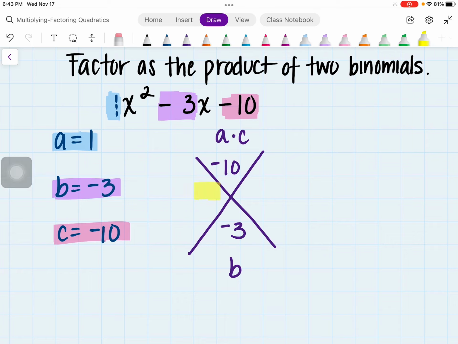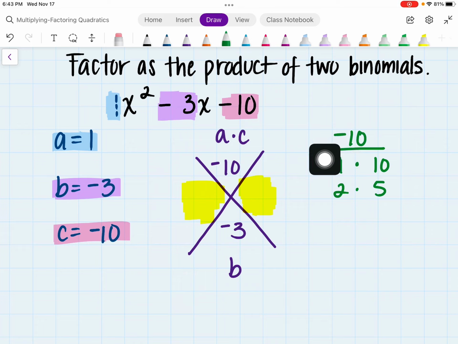Now, we want to identify these values here, these factors. I am going to make a list of factors that give us 10 or -10. Numbers that give us 10 are 1 times 10 and 2 times 5. Now, we do have a -10 here. Because this 10 is negative, it means that one of our factors has to be negative. So one of these has to be a negative and also one of these.